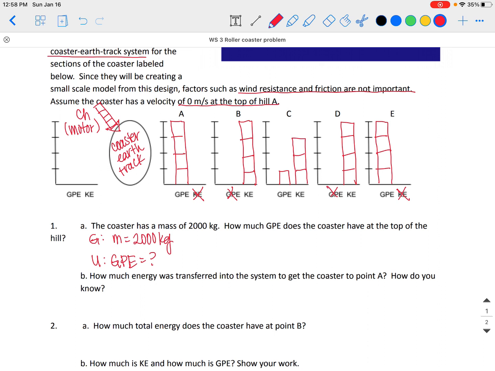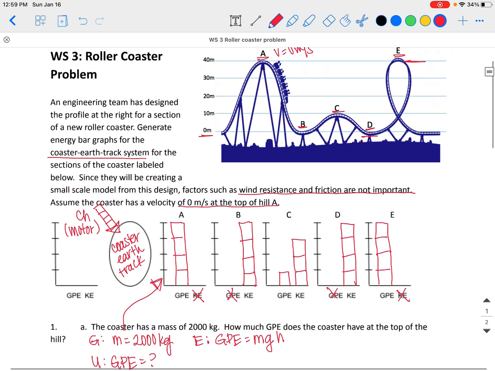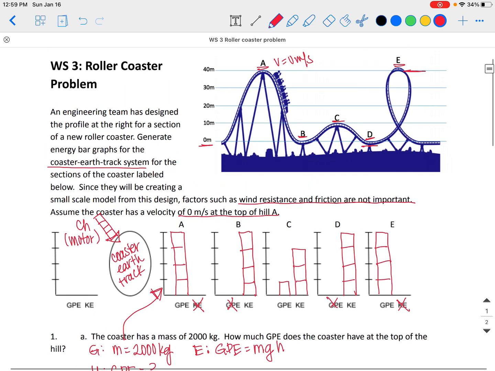Now at the top of the hill, that's our energy at A, which means all of the energy is gravitational potential energy, no kinetic energy, so we can just use our gravitational potential energy equation. So that's going to be GPE is equal to mass times gravity times height. If we look up here, the height wasn't given to us in the problem, but it's 40 meters.